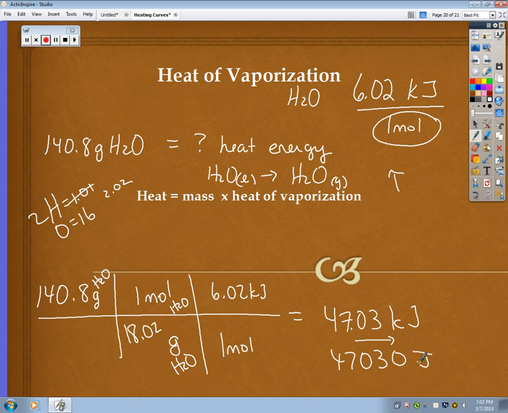So think about that for a second. Look at what your value was for ice. Of course, it wasn't the same amount, but it takes a heck of a lot more energy to vaporize water than it does to melt ice. And that is it.